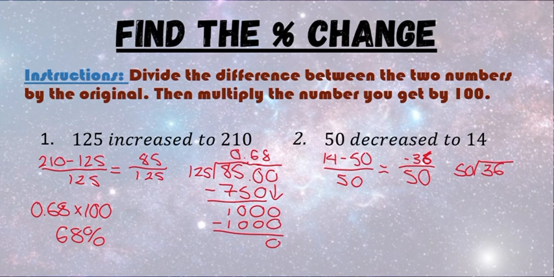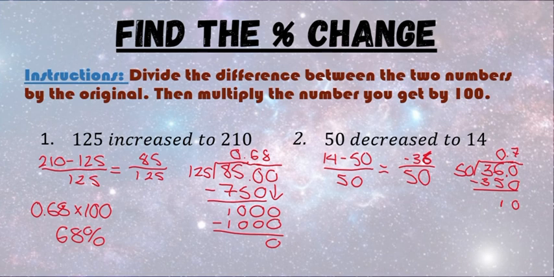How many times does 50 go into 36? 0 times. So we're going to add a decimal right after, and we're going to add a 0 behind the 36. How many times does 50 go into 360? It goes into 360 7 times. 50 times 7 is 350. And then we're going to subtract these two numbers. 360 minus 350 is 10.